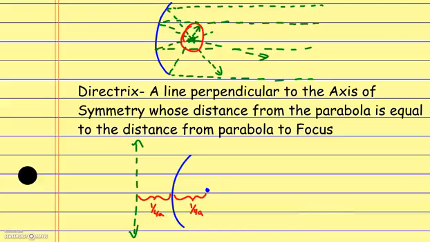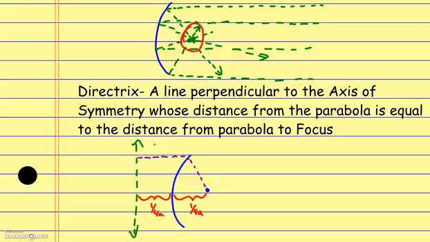But the interesting thing about this is if I measure the distance from the focus to the parabola, it's the same as the distance from the directrix to the parabola. No matter where I go on that parabola, the distance between the focus and the parabola is the same as the distance from the parabola to the directrix. So really this is just a linear representation of our focal point.